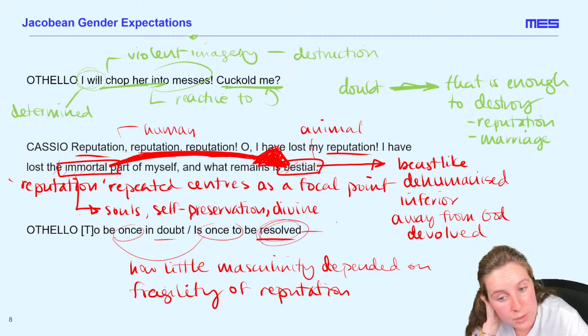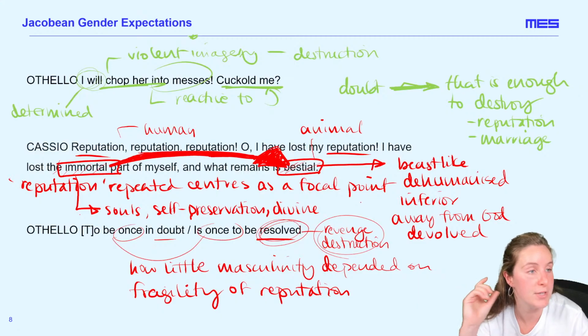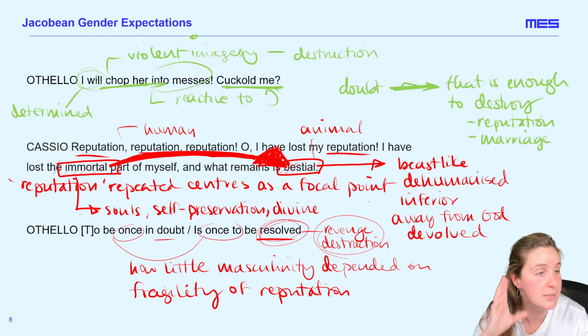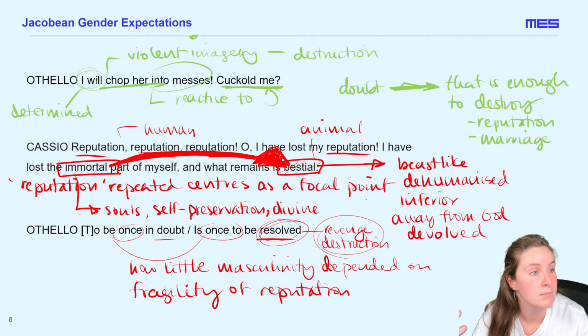What is this resolution? Revenge, right? Destruction of the thing that destroyed their reputation, i.e. Desdemona. It's not just Cassio, who is his best friend, who betrayed him, but Desdemona, his wife, who is part and parcel of how he maintains status in society.